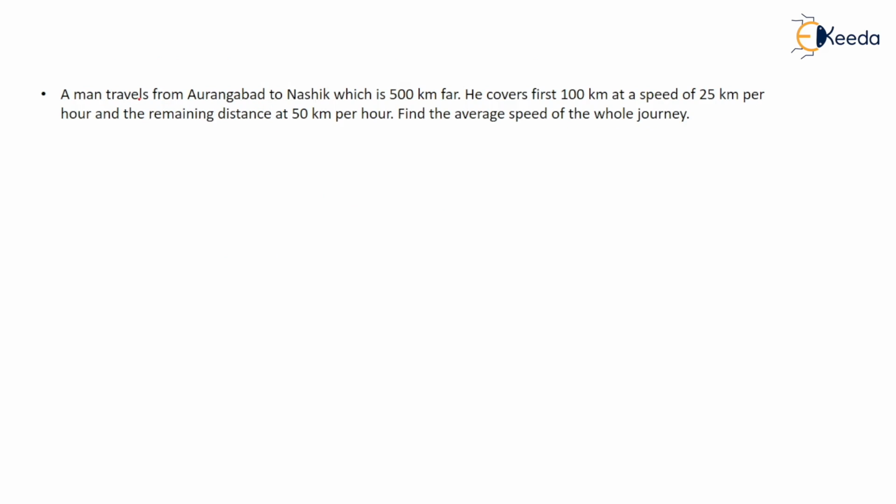Okay. A man travels from Aurangabad to Nasik, which is 500 kilometer. He covers the first 100 kilometer at 25 kilometer per hour, and the remaining distance at 50 kilometer per hour. Find the average speed. Now, how much distance does he have to cover? 500 kilometer. For the first 100 kilometer he is traveling at 25 kilometer per hour, so you will get the time. In 4 hours he will cover this 100 kilometer.